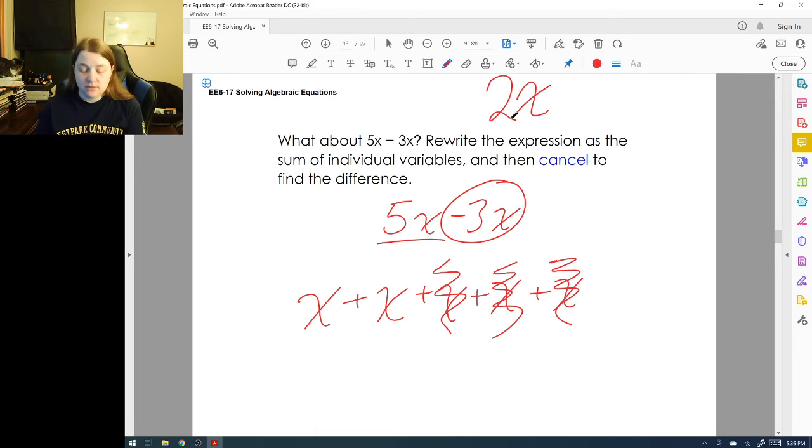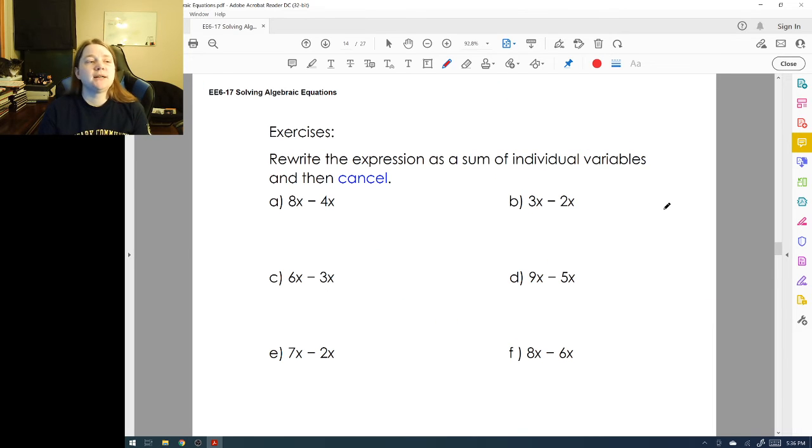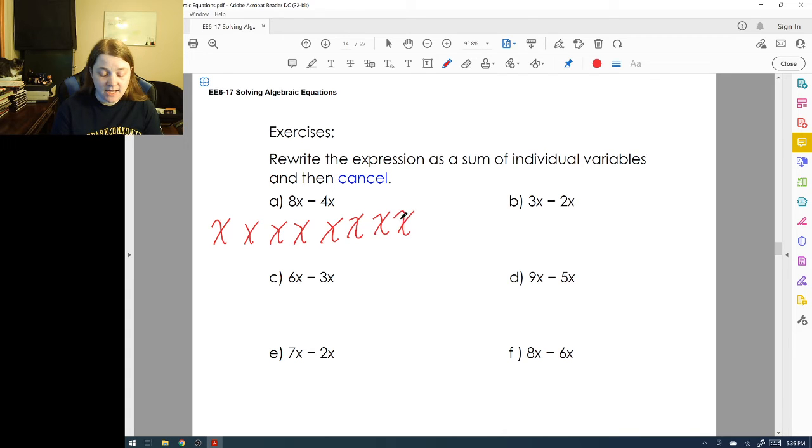If you want another way to write this out, I could have continued it off to the side rather than scratching out. Sometimes it might be helpful to write it underneath when you're losing x's. It's completely up to you. So they want us to rewrite these expressions as the sum and then cancel. If I have 8x minus 4x, I'm going to write out 1, 2, 3, 4, 5, 6, 7, 8 x's that are being added.